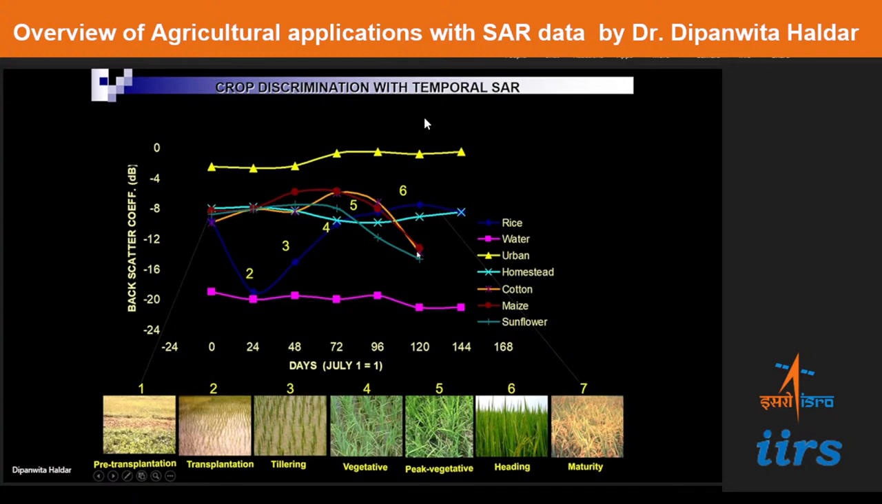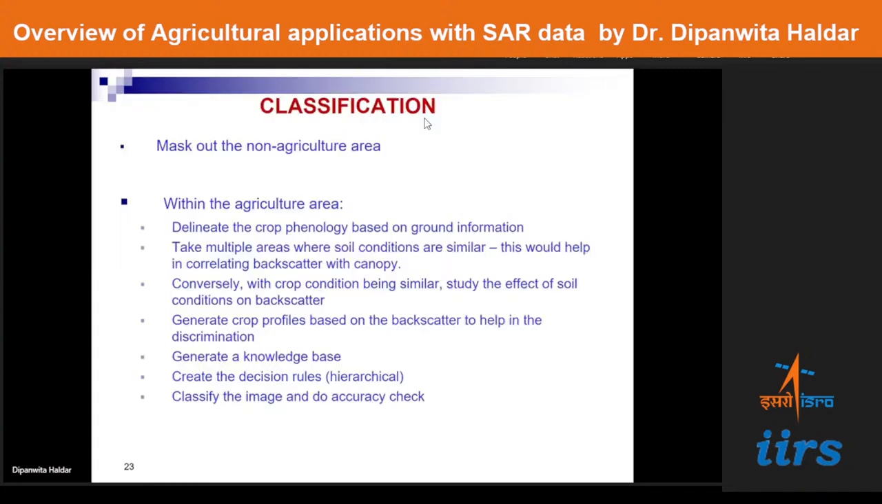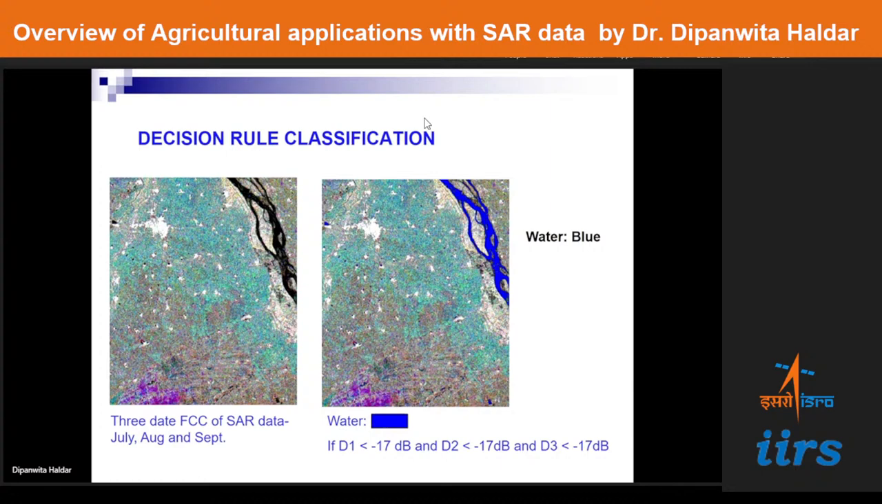So this is the trend you see for maize, cotton, sunflower, and other crops which do not have a standing water background. So suppose you want to go for a classification scheme based on this logic, whatever we have studied till now. We delineate the crop phenology based on the ground info. We take multiple areas where soil conditions are similar. This will help us in relating the backscatter with the canopy conditions. And then we generate a knowledge base, create a decision rule, and then go for classification. I'm just showing you the results, how we do that.